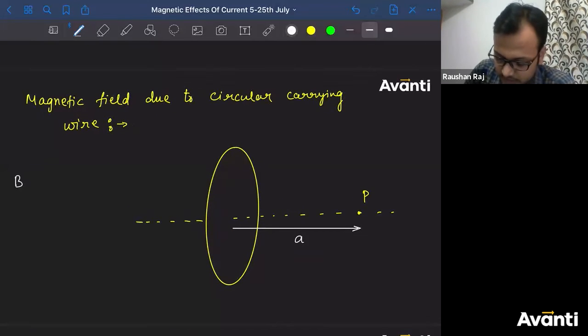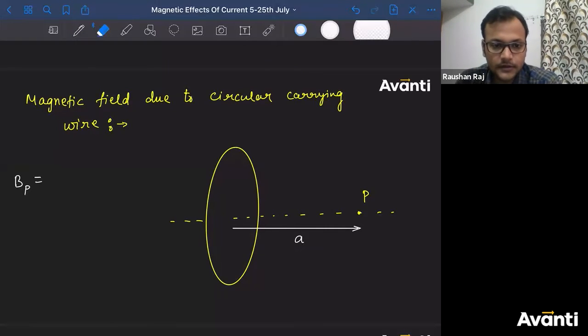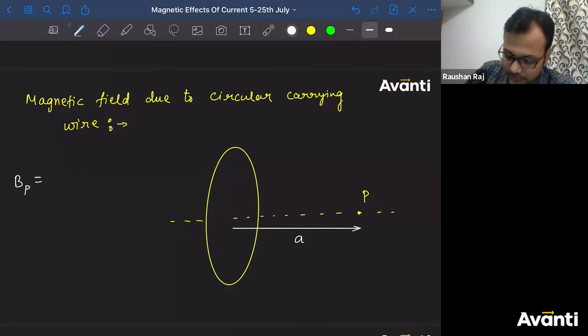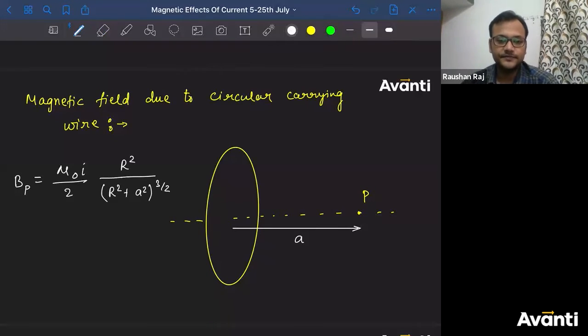We have derived this part. Remember, in boards class we have derived this part. Tell me what is the value of magnetic field at point P? Okay, don't worry, just verify this. What do we write? Mu naught I by 2 into R square divided by R square plus A square to the power 3 by 2. Verify your answer. Yes, the formula was big.